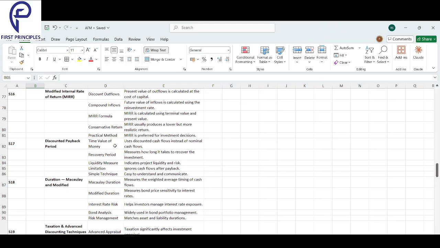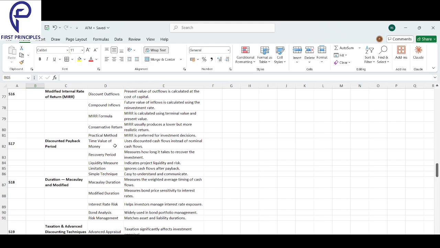Second, compound: you take all the cash inflows to future value at the end. All the outflows you take to present value, calculated using the cost of capital. That's today's value. Future value of inflows is calculated using the reinvestment rate. So this is the fundamental ideological difference. Whenever you're discounting outflows and inflows, you use two fundamentally different rates, and that's the philosophy of modified internal rate of return.